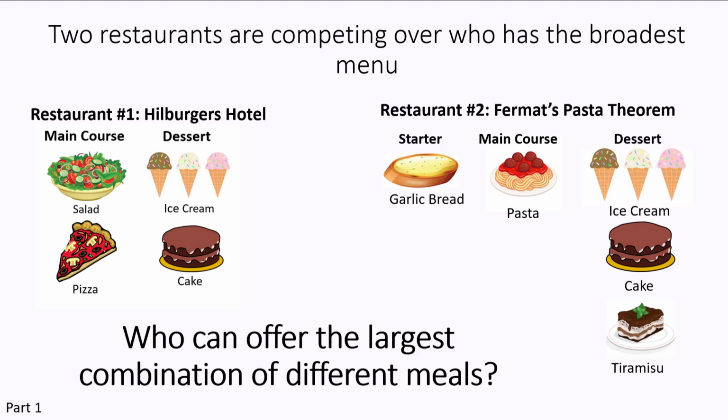Now, let's think. Who can offer the largest combination of different meals? Now, you can only take one thing per course. Who can offer the largest combination of different meals? And that is our part 1. So, have a thought. Come up with what your initial assumption might be.